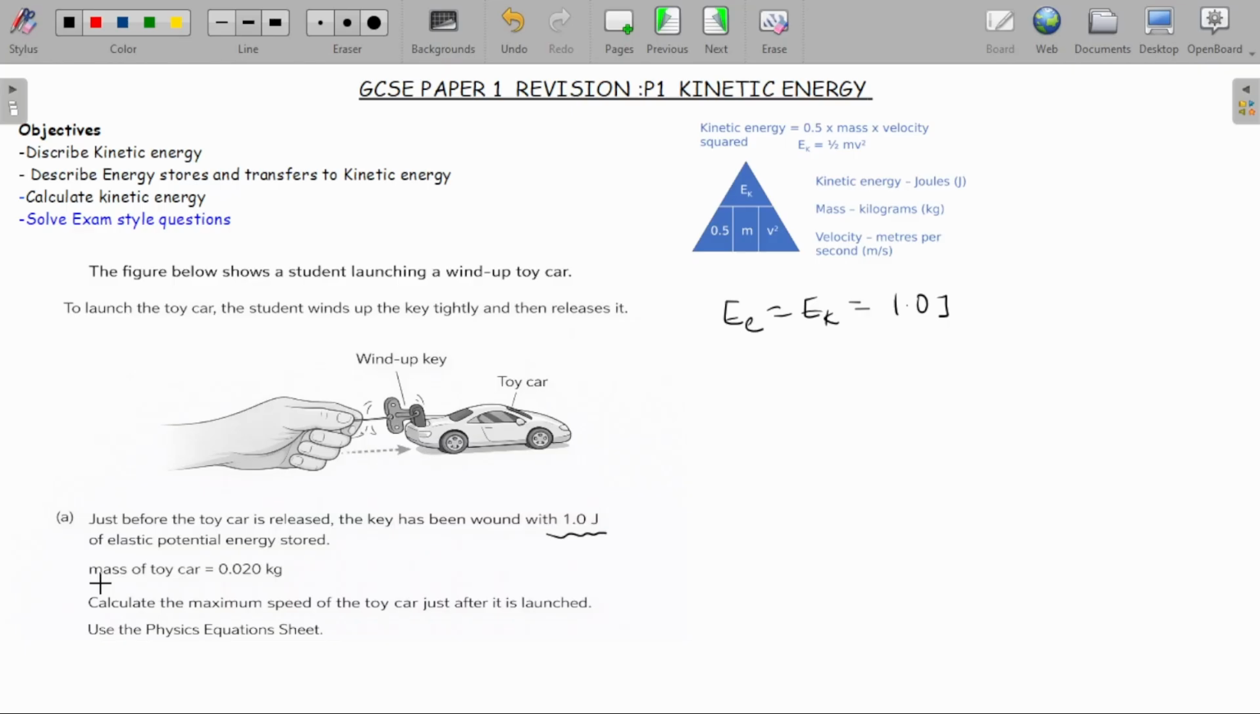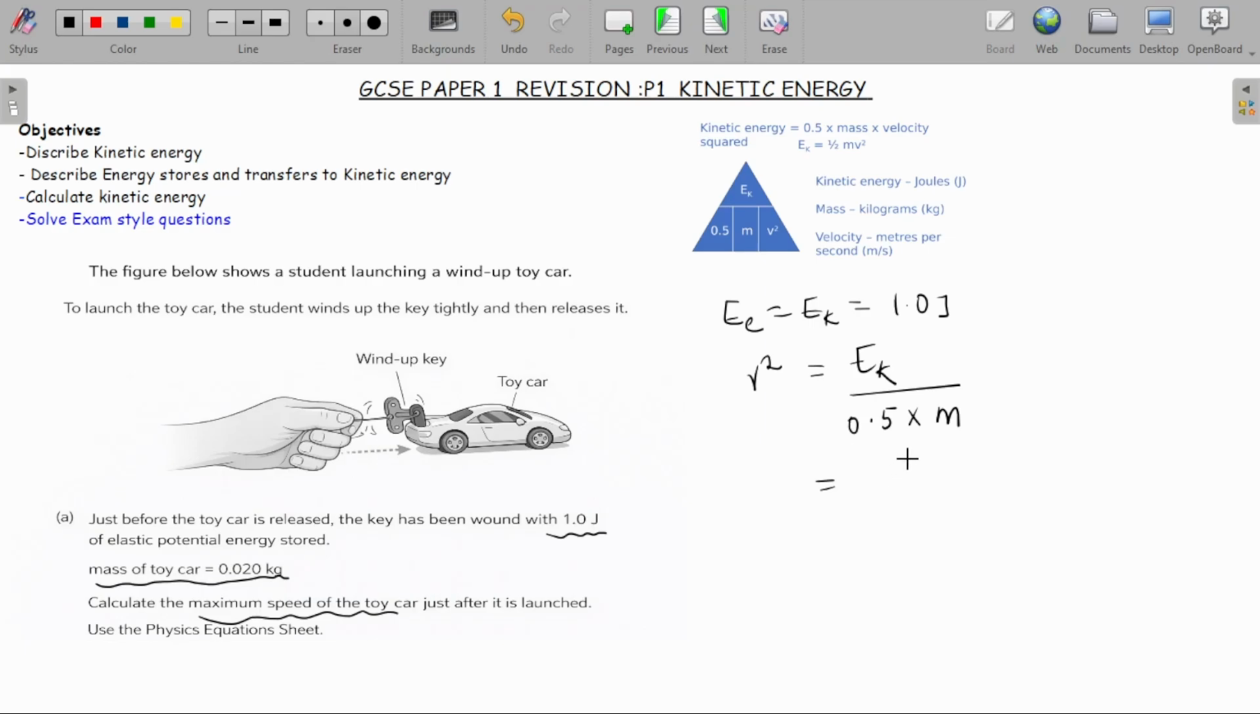We are provided with the mass of the toy car in the question, which is 0.02, and we're asked to find the maximum speed. Now, using our triangle, we can make V squared the subject of the formula. We cover it, and then we're left with EK, kinetic energy, divided by 0.5 multiplied by the mass. In this case, our kinetic energy is 1.0 joules. Our mass is 0.020, and we just need to substitute those values into our equation.